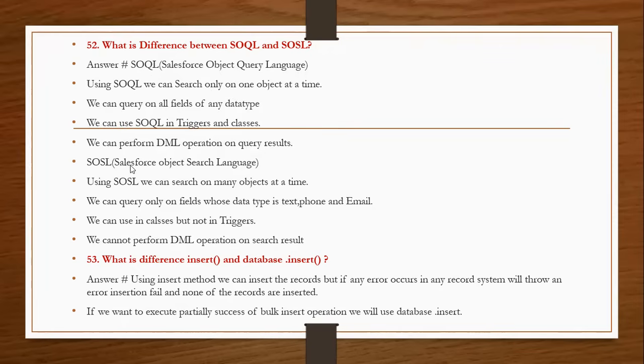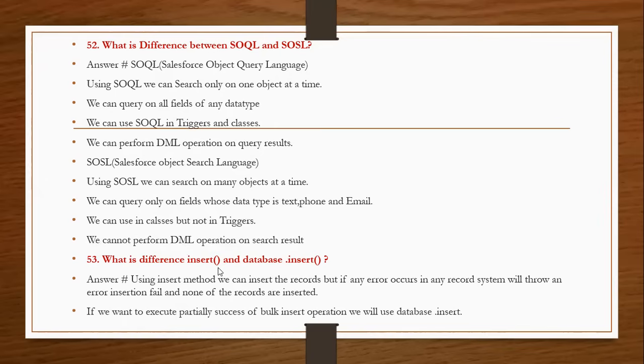SOSL is Salesforce Object Search Language. Using SOSL, we can search on many objects at a time. We can query on all fields whose data type is text, phone or email. We can use it in classes, but not in triggers. We cannot perform DML operations on the search result.